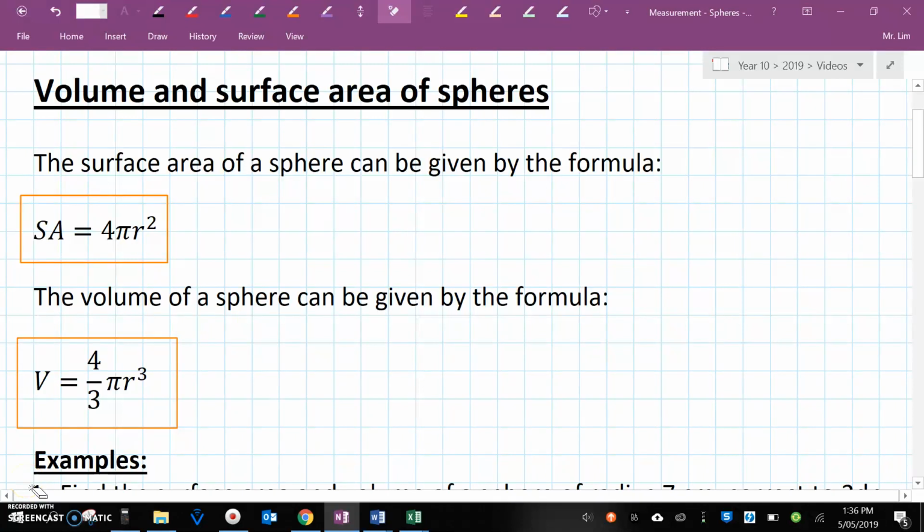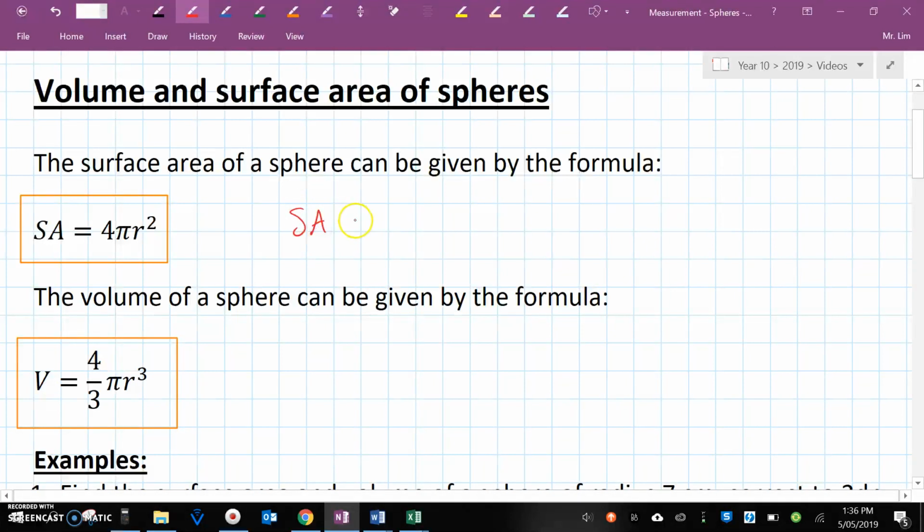Okay, so in this video we're going to learn how to find the volume and surface area of spheres. The surface area of a sphere can be given by the formula SA is equal to 4 pi r squared, and the volume of a sphere can be given by the formula V is equal to 4 over 3 pi r cubed.